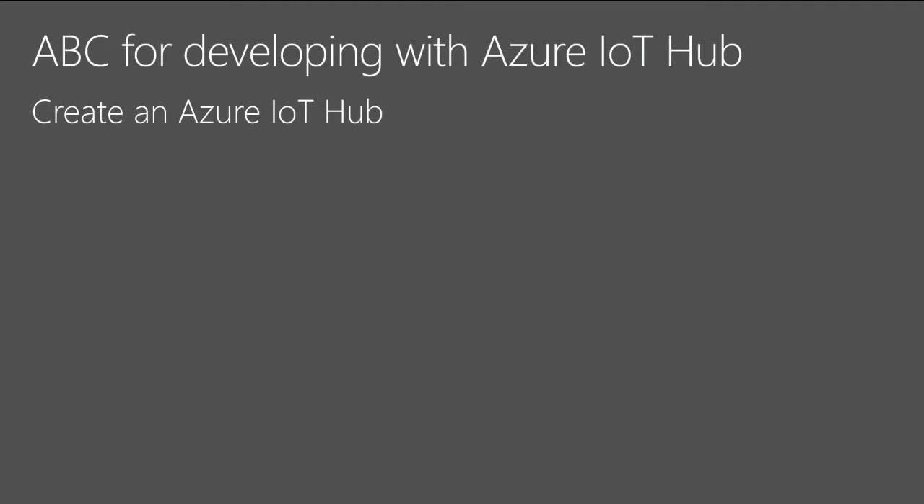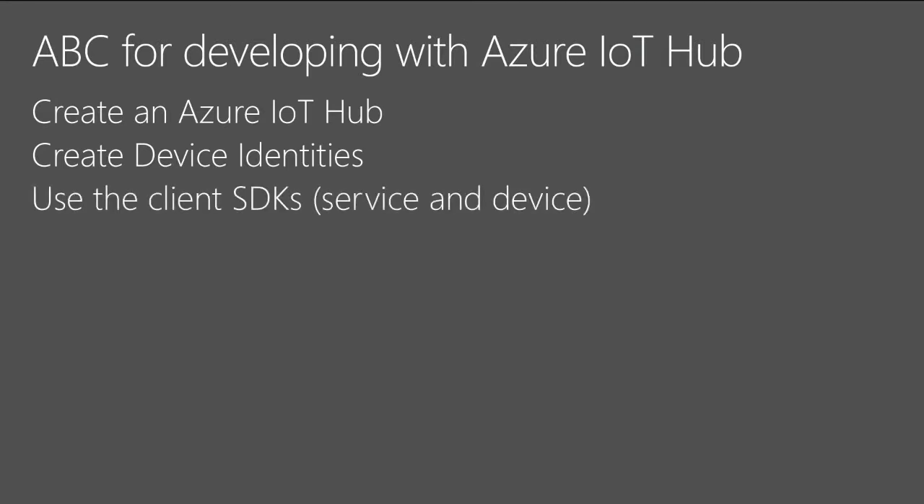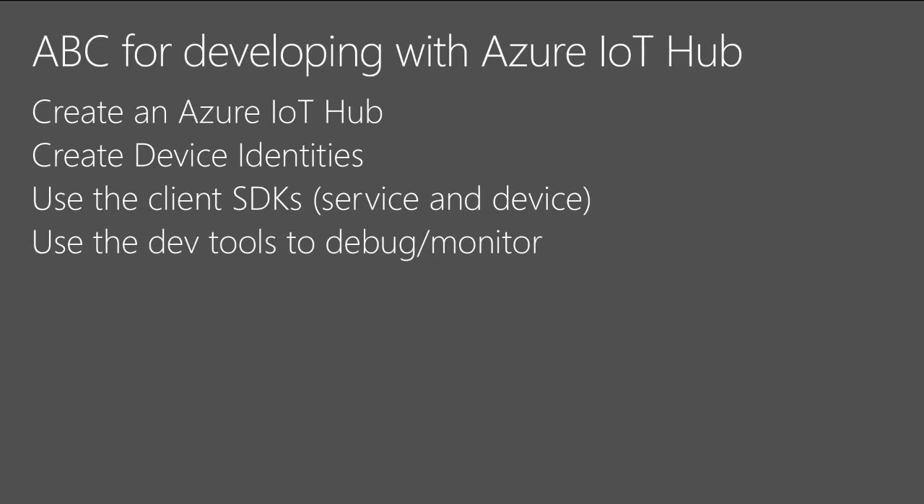So the ABC for developing with Azure IoT Hub is the following. You need to create an IoT Hub. I'll tell you exactly how you can do that. You need to create device identities and manage these device identities. You need to use then the client SDKs. There is a set of SDKs for devices and a set of SDKs for the service side of things. You will use dev tools, so we have some to help you in your debugging and monitoring processes. And then eventually you can go and start playing with the Azure IoT starter kits.